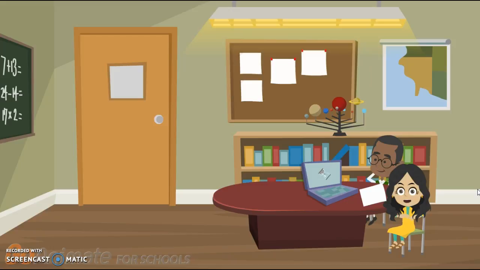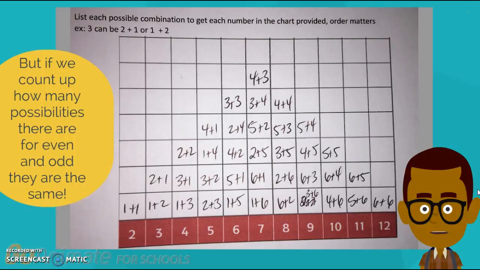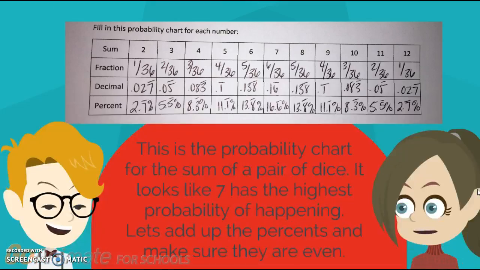Fairness is when everyone has the same chance of winning. Looking at this game, it doesn't seem to be fair. Okay, now let's look at our probability for each number. There is more than one way to make some of these numbers. Look, 7 happens more than any other number. So maybe it isn't fair. But if we count up how many possibilities there are for even and odd, they are the same. So it is fair.